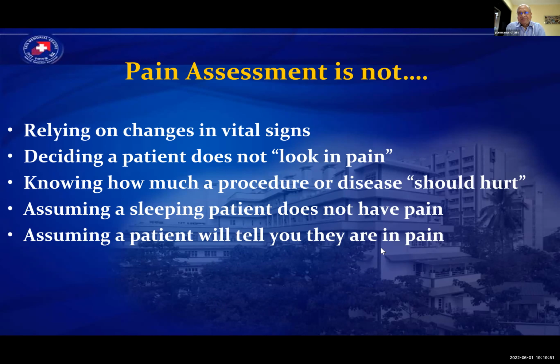That means TPR, temperature, pulse and respiration, and blood pressure are four signs. And the fifth sign is pain score. So pain should be established as a fifth vital. In America, on 1st January 2000, pain became established as a fifth vital sign.